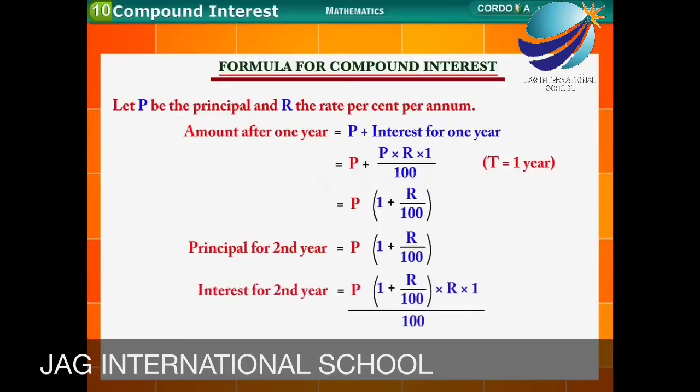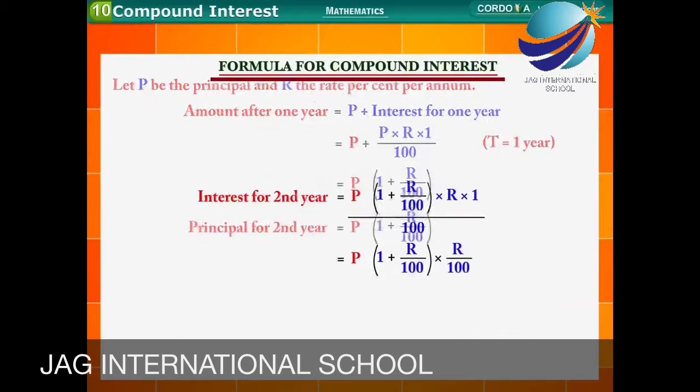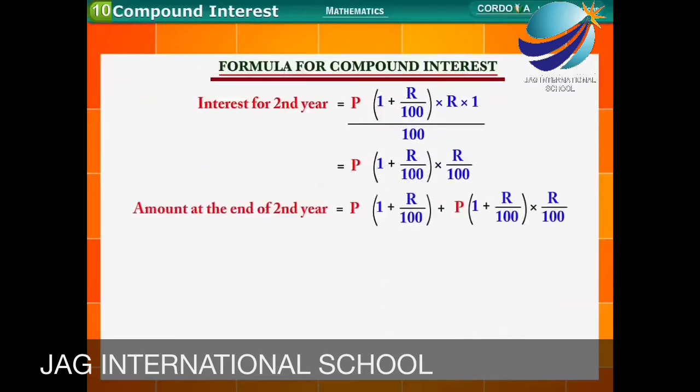Interest for second year is equal to P into 1 plus R upon 100 into R into 1 upon 100, which is equal to P into 1 plus R upon 100 into R upon 100. Amount at the end of second year is equal to P into 1 plus R upon 100 plus P into 1 plus R upon 100 into R upon 100, which is equal to P into 1 plus R upon 100 into 1 plus R upon 100, which is equal to P into 1 plus R upon 100 square.